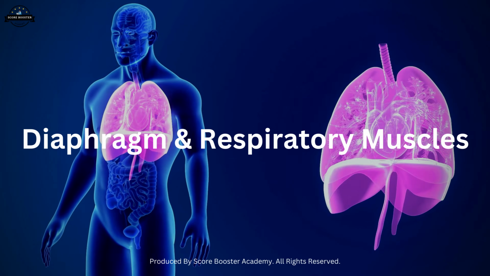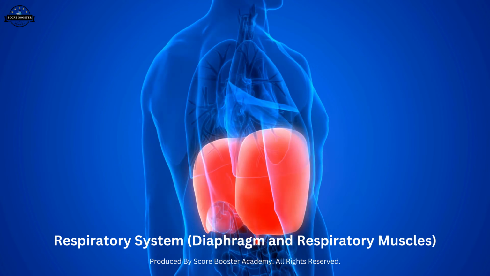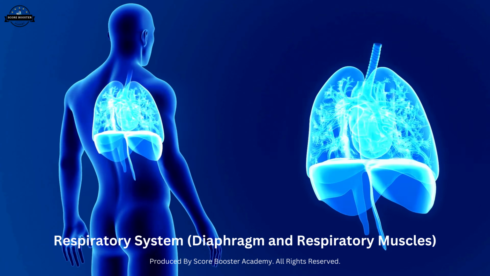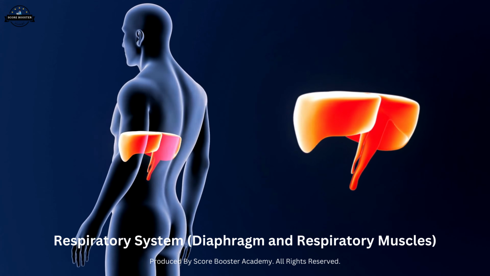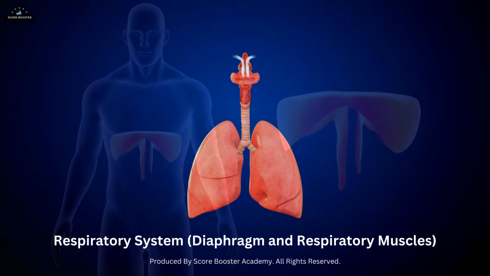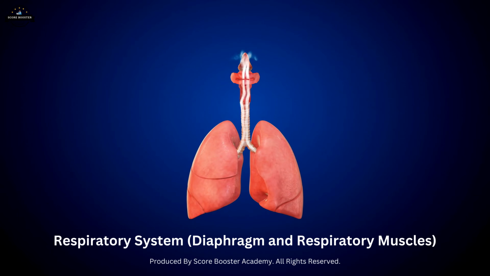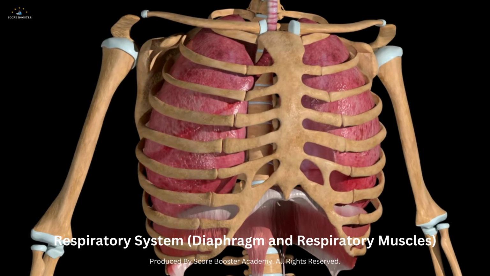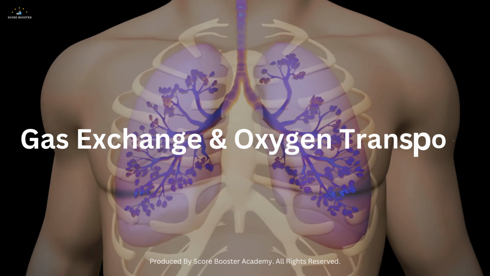Diaphragm and respiratory muscles. The process of breathing is orchestrated by the diaphragm and a network of respiratory muscles. The diaphragm, a dome-shaped muscle beneath the lungs, contracts and relaxes rhythmically to create changes in thoracic pressure, enabling inhalation and exhalation. These movements are complemented by the intercostal muscles located between the ribs, which expand and contract the rib cage during breathing.